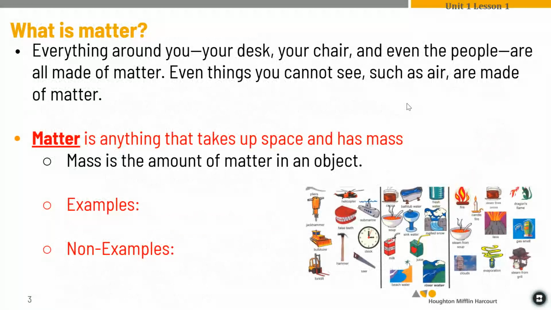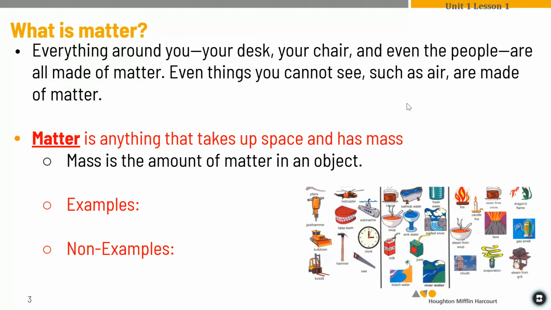So, what is matter? Everything around you, your desk, your chair, and even people are all made of matter. Even things you cannot see, such as air, are made of matter. Matter is anything that takes up space and has mass. Mass is the amount of matter in an object.